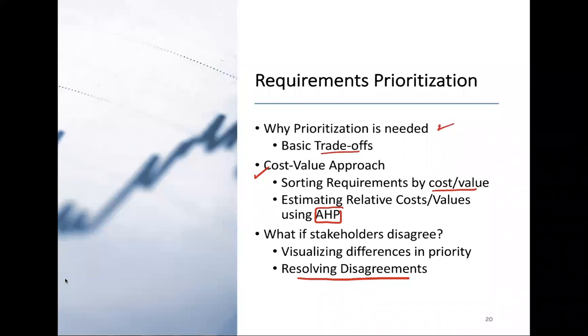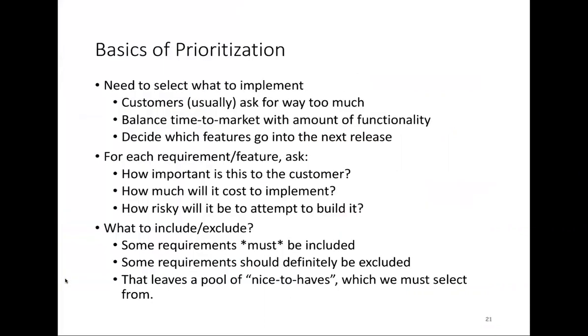In addition to resolving conflicts in requirement elicitation, there will also be conflict resolution in the analysis and specification and the management phase, and even in the verification and validation phases. So how to prioritize requirements? You need to identify what is important to the system. In other words, you need to select what to implement.